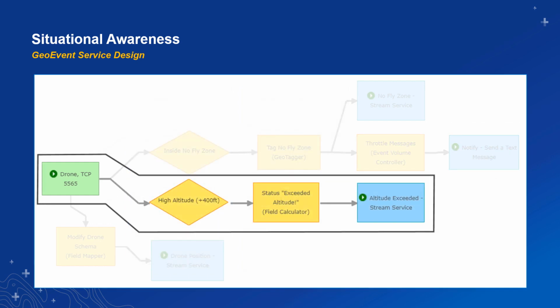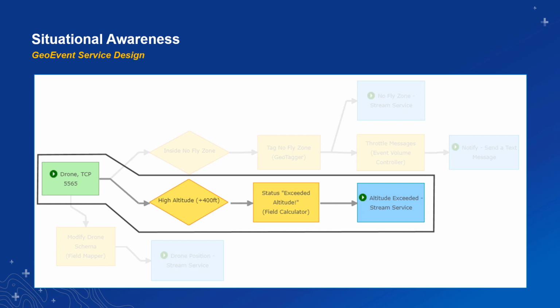In this final part of the GeoEvent service, we see that data is also passed through a filter and a field calculator processor. Unlike the previous filter we've seen, this filter has not been configured to evaluate a spatial condition. Rather, the filter has been configured to evaluate an attribute field to see if the drone's altitude has exceeded 400 feet. Only event records whose altitude is above 400 feet pass the filter. All other event records whose altitude is at 400 feet or below are discarded from processing.